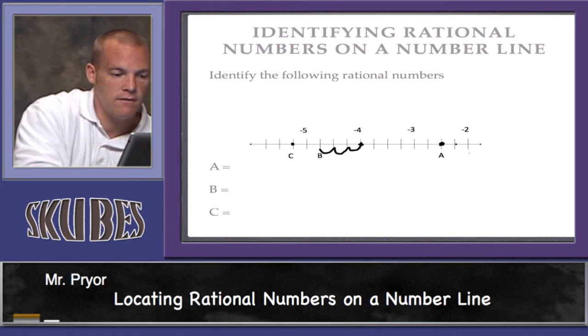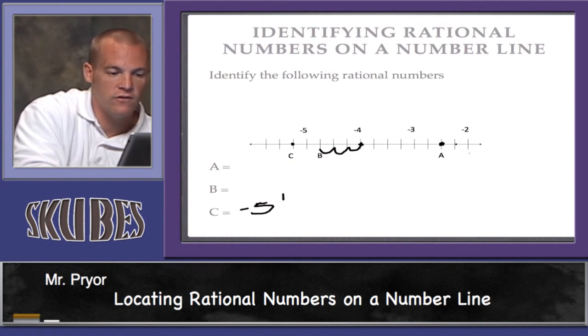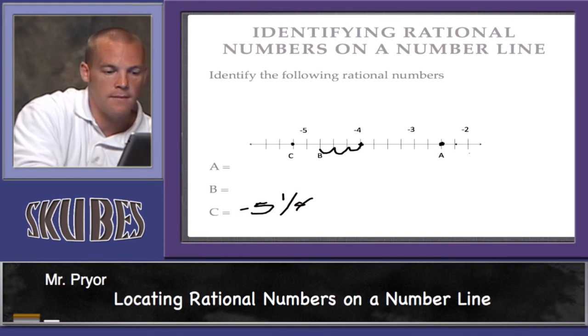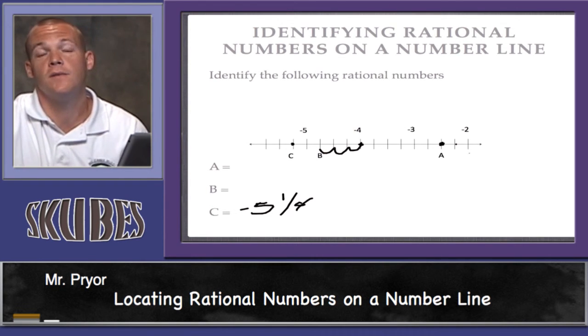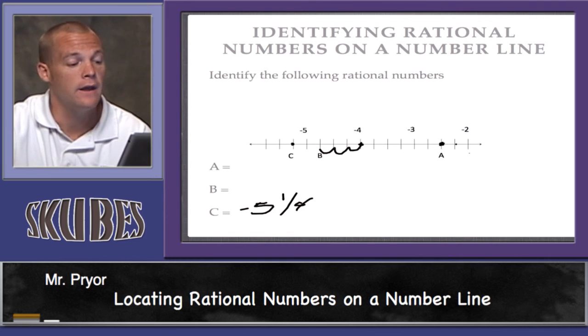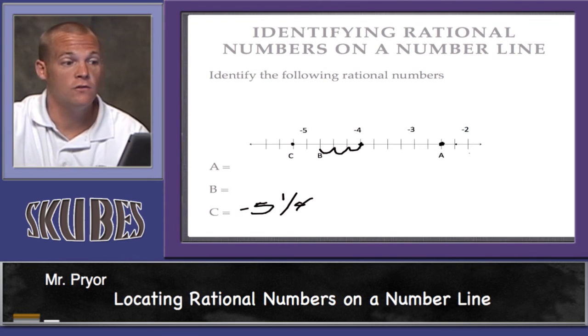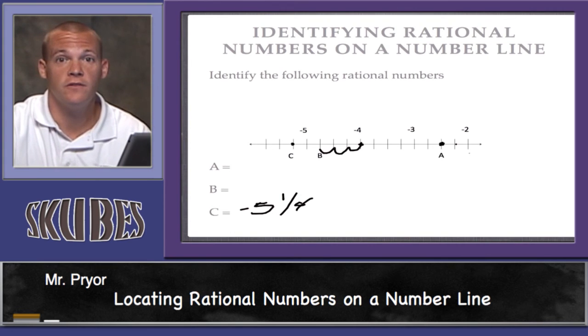So -5 and 1/4, and just of course always, just as a good habit to get into, look to make sure you can't simplify, as we had to with letter A, before you finalize your answer. This has been a quick tutorial on how to identify rational numbers on a number line.